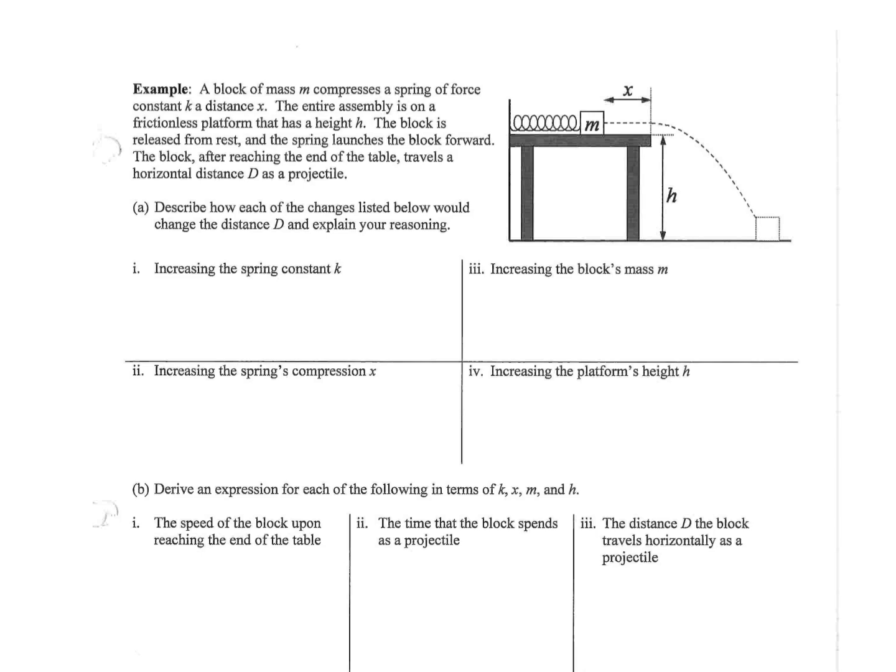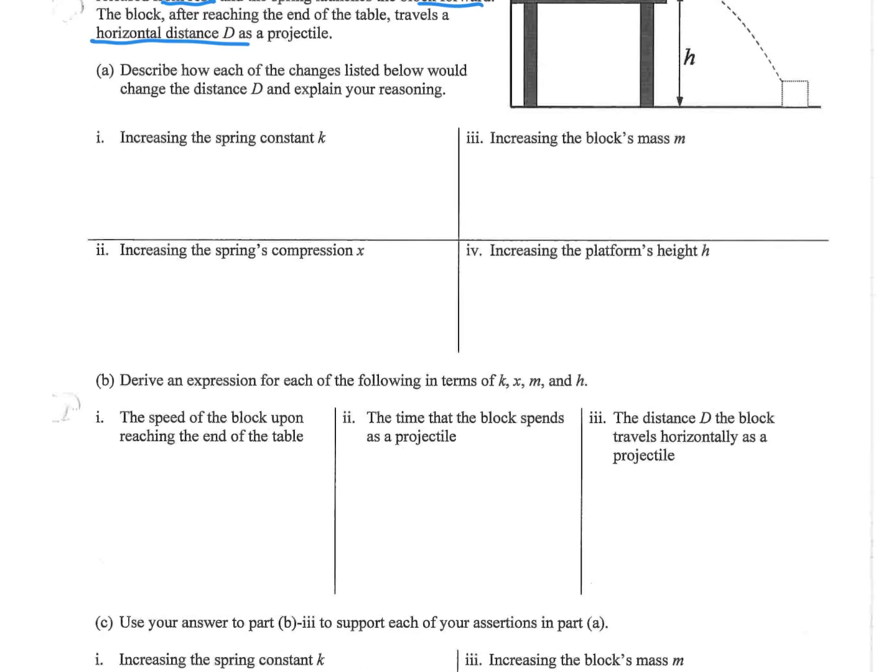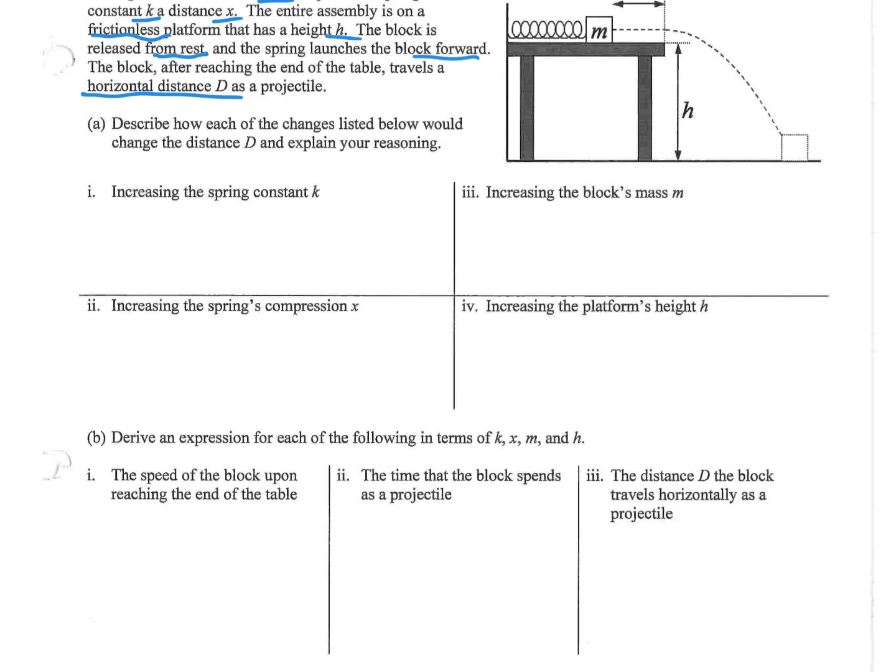A block of mass M compresses a spring of force constant K a distance of X. Oh, here's our assembly again, right? So we know we have a mass M, spring constant K, it's compressed X. The assembly is on a frictionless table at a height H. The block is released from rest, that tells us initial velocity. It launches the block forward, that tells us all of the velocity initially is in the forward direction. It reaches the end of the table and travels a horizontal distance D as a projectile. Describe how each change listed below would change the distance.